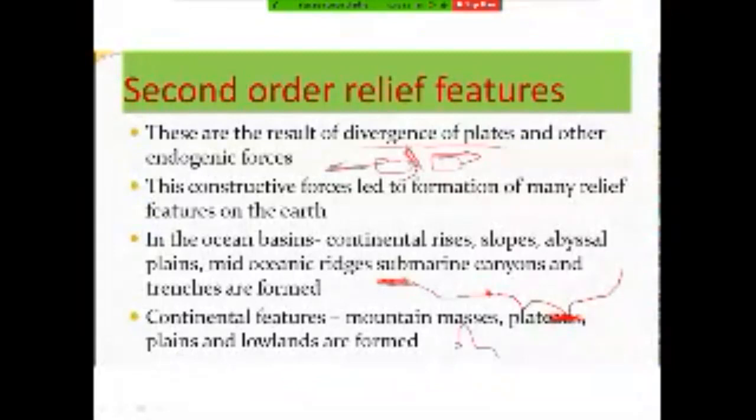The second order, as we just spoke, is a result of the divergence of the plates and other endogenic forces. These constructive forces led to the formation of many relief features on the Earth. What are those relief features? Mountains, plateaus, plains, and lowlands are formed on the continents, and on the ocean basins there are continental rises, slopes, abyssal plains, mid-oceanic ridges, submarine canyons, and trenches. This is in the ocean and this is in the continent. Mountains, plateaus, plains, and lowlands all come under the second order of relief features.